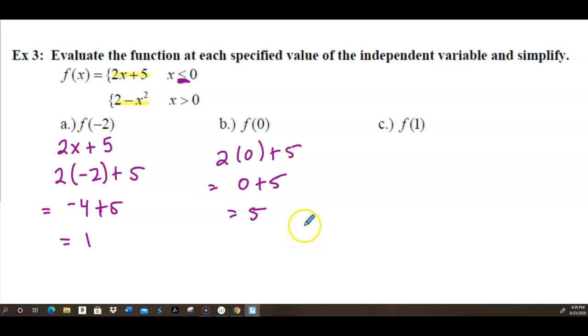Find f of 1. 1 is greater than 0, so we'll use the second piece, 2 subtract x squared. In place of x squared, we'll plug in 1, which goes in for x. 2 subtract 1 squared is 1, and that is going to equal 1.